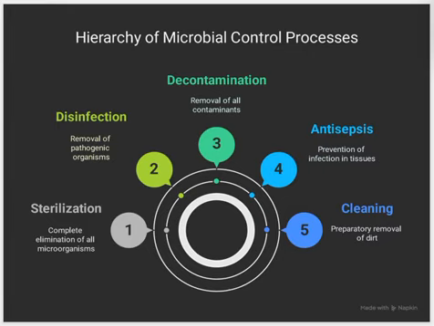Now let's talk about how sterilization fits into the bigger picture of controlling microbes. There's a hierarchy, starting with sterilization at the top, which completely eliminates all microorganisms. Below that, we have disinfection, which removes pathogens but not all microbes. Then comes decontamination, antisepsis, and finally cleaning, which mainly removes visible dirt. Each step has a different level of control, and sterilization is the most comprehensive method we have.